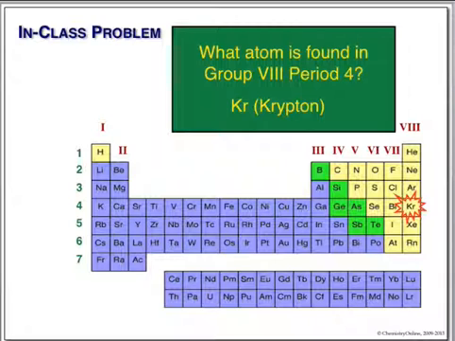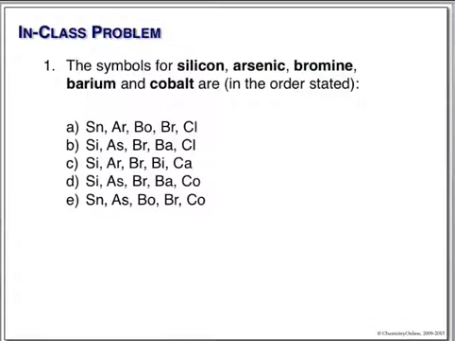Now, on an exam, I probably wouldn't do a question this simple, but I might do something like this. Silicon, arsenic, bromine, barium, and cobalt. Which are these? Silicon. What do you think silicon would be? Si. Well, see, now we can rule out these two. This has to be B, C, or D. Arsenic. Now, it's either going to be AR or AS, isn't it? It's AS. So we're down to 2.